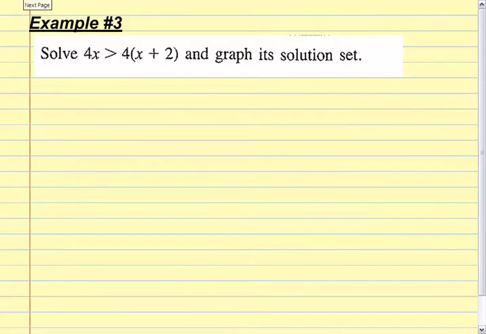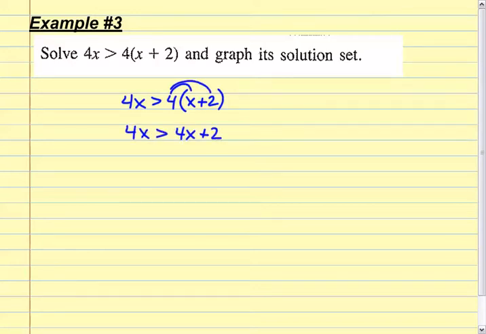Example number 3. Boy, we're rolling right through them. It's easy stuff. Let's see, it says solve 4x is greater than 4 times x plus 2 and graph the solution set. Well, I need to distribute, so I'm going to get 4x is greater than 4x plus 2.